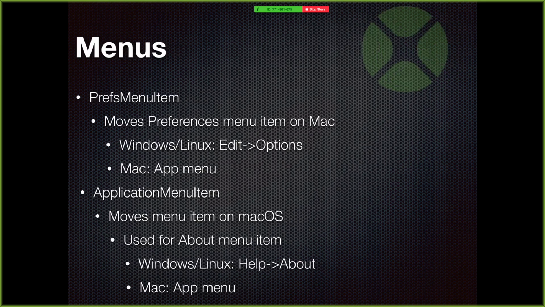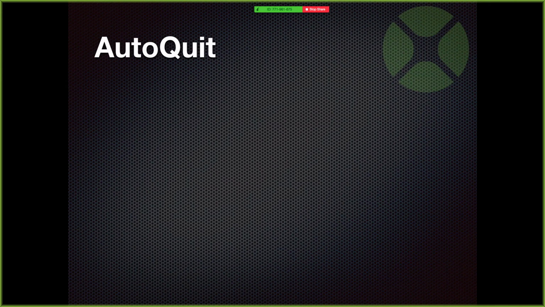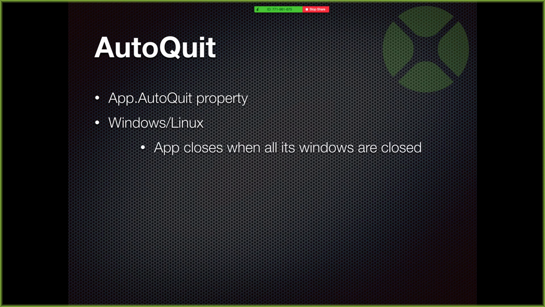And related to menus, we have the auto quit property. This is a property of the app itself, and its default value is different based on the operating system. So on Windows and Linux, auto quit is true. And this means that the app is going to quit automatically when all its windows are closed.